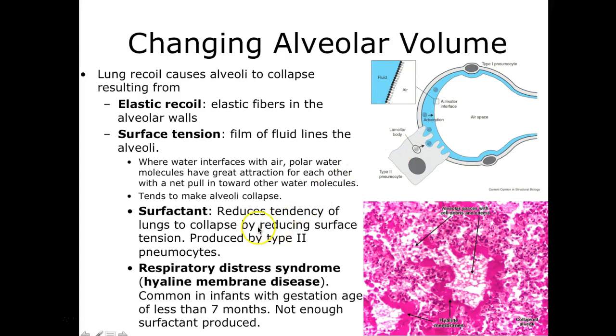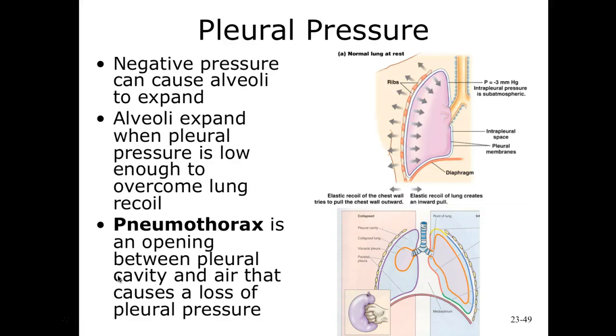There is a syndrome called respiratory distress syndrome, also known as hyaline membrane disease, and it's common in infants with a gestation age of less than 7 months, where they're not producing enough surfactant to be able to breathe well on their own. Next, let's talk about pleural pressure. Within the pleural cavity, we have a negative pressure, and that allows our alveoli to expand. If that pressure changes, then our alveoli will no longer be able to open up.